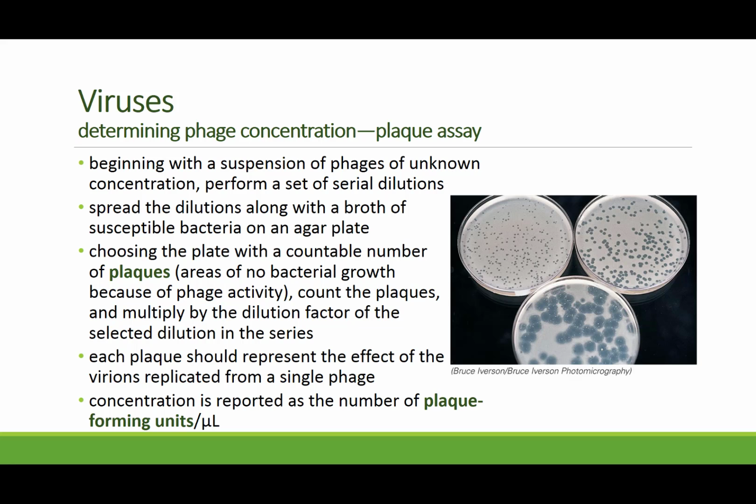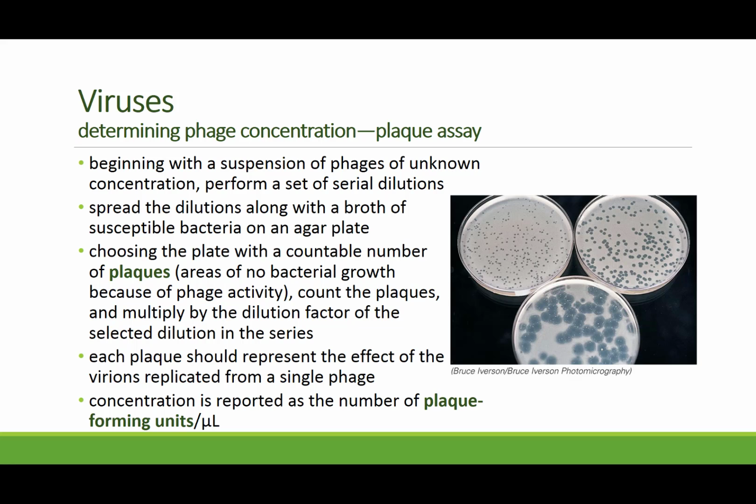Okay, so how can we determine phage concentration? It is usually done with a process called a plaque assay. You start with a suspension of phages that you don't have a known concentration of, and just like we saw with bacterial counting, you would do a set of serial dilutions, and then you would spread the most likely appropriate countable dilutions onto an agar plate, along with broth of a susceptible bacteria.